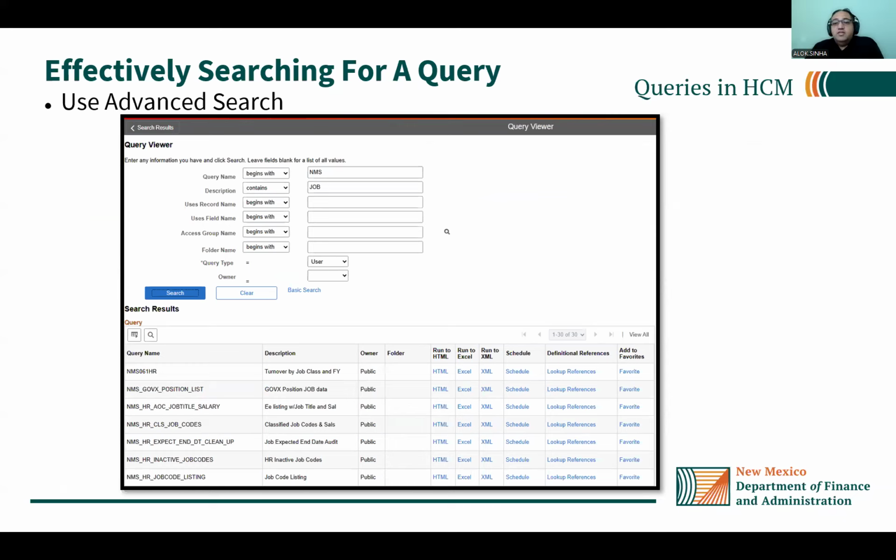So for example, in this screenshot, we are searching by both query name, which will begin with NMS, and in the description, we are looking for the word job. And it just needs to be anywhere in the description. The modifier we used was the contains modifier.